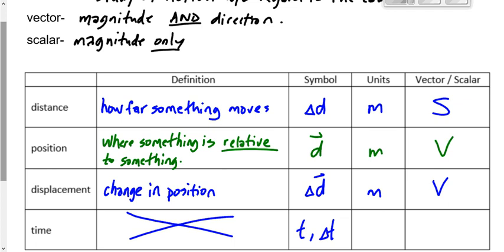What do you think the units for time are? Oh, you could use hours or minutes or years, but usually we use seconds, and time is a scalar. Your break right now is 3 minutes, not 3 minutes to the north, because that would be a vector, and that would be silly because time is a scalar.